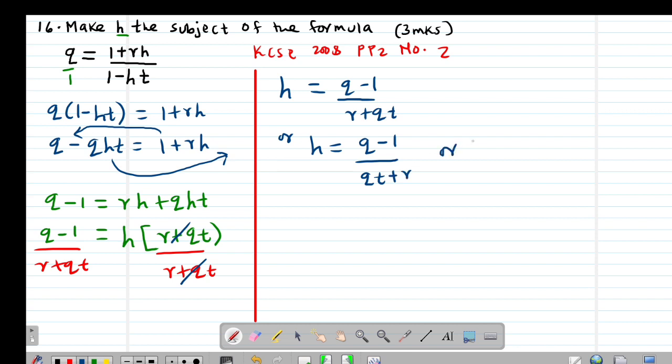Or you can also write it this way: if you multiply through by negative both on the numerator and the denominator, the numerator will be negative q plus 1, divided by, on the denominator, negative qt minus r, so it will be a minus. Remember, I'm multiplying through by a negative both on the numerator and the denominator, so this will be negative q plus 1 divided by negative qt, then of course minus r. So either of the answers is acceptable. Those are possible answers.